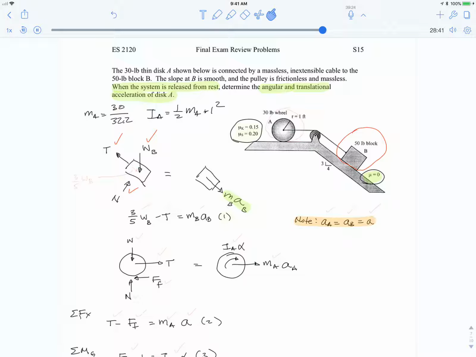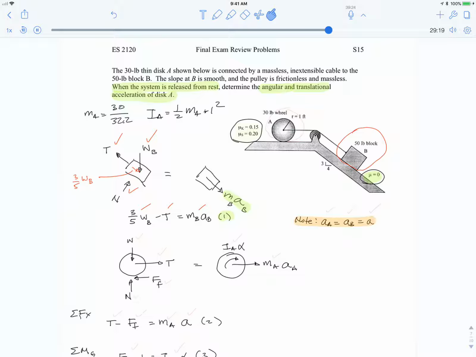Okay, so we're going to take the x components going down the hill, and that component right there going down the hill is 3/5 WB. So taking the x components down the hill, 3/5 WB pointing downhill, the tension pulling up will equal MB going down the hill. So there it is, 3/5 WB minus the tension equals MB AB. That's equation number 1.